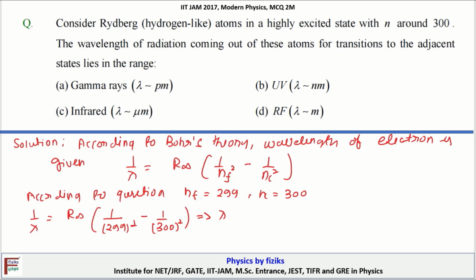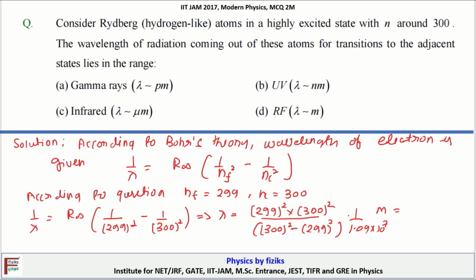It implies lambda equals 299 square into 300 square divided by (300 square minus 299 square) into 1.09 times 10 to the power 7 in the denominator. After solving, we get the value of the wavelength as 1.22 meter. That means the emitted radiation would be in the radio frequency wavelength range.